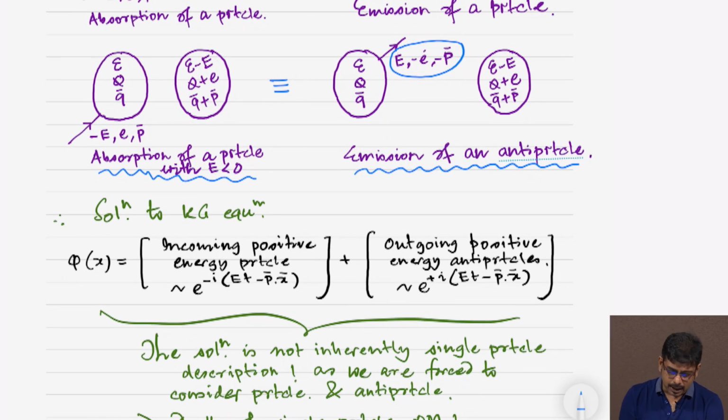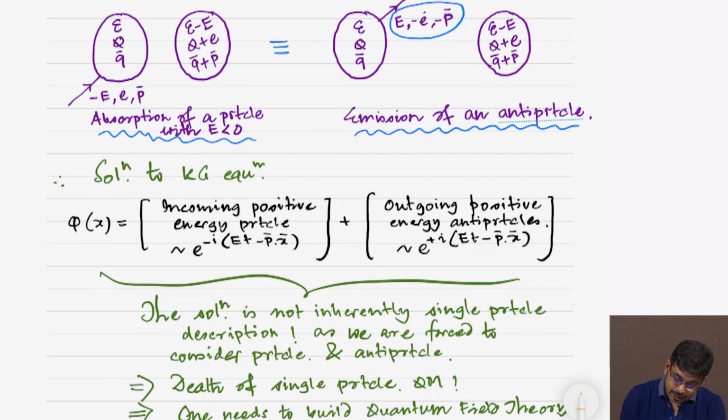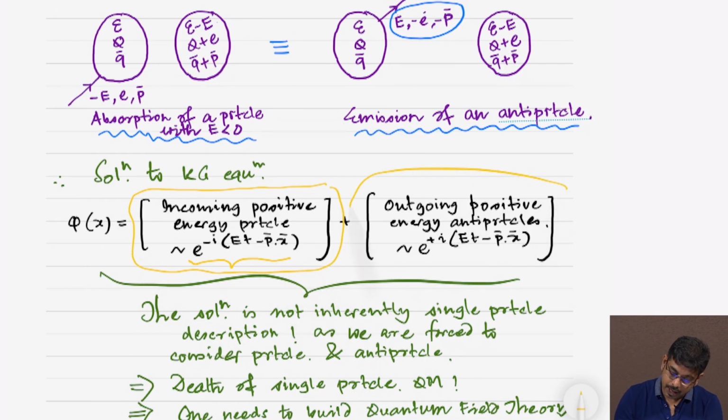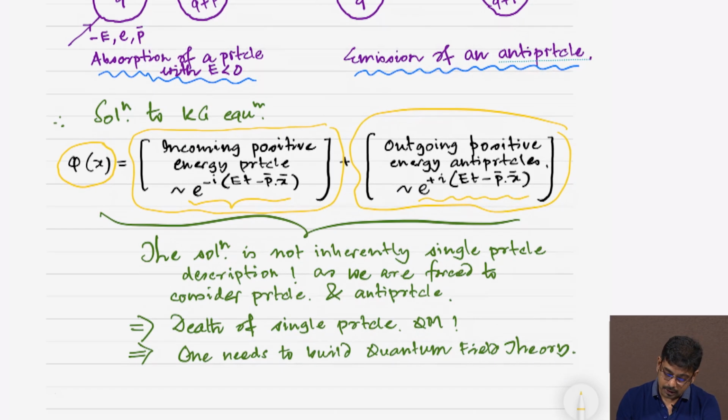So, therefore, in a sense, finally what we can say is that the solution of the Klein-Gordon equation must now inherit not only the incoming positive energy particle, which is of the form e to the power minus i (Et minus p dot x), but at the same time we must have outgoing positive energy antiparticles also, and that will have an exponential like e to the power i (Et minus p dot x), and phi should incorporate both this particle and antiparticle solution.